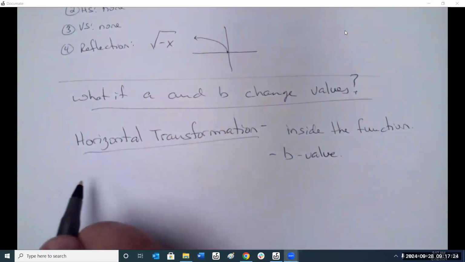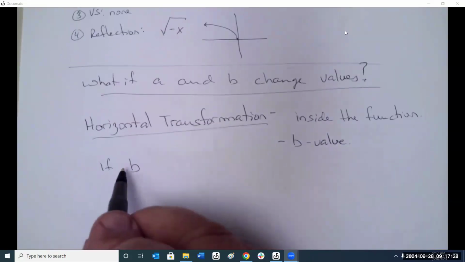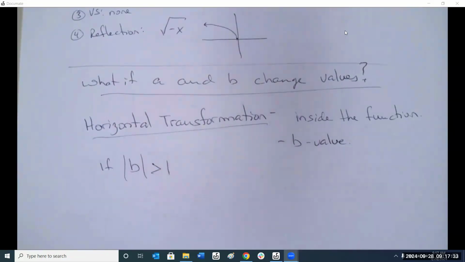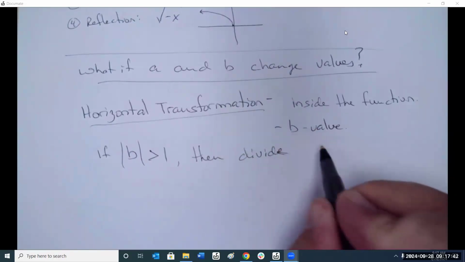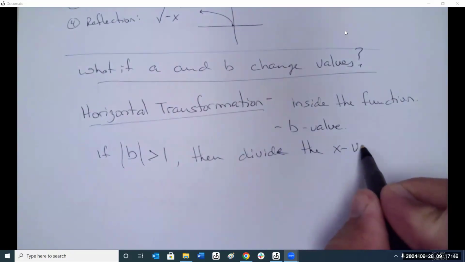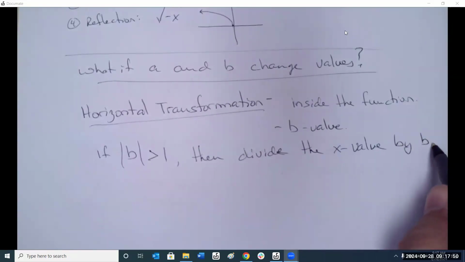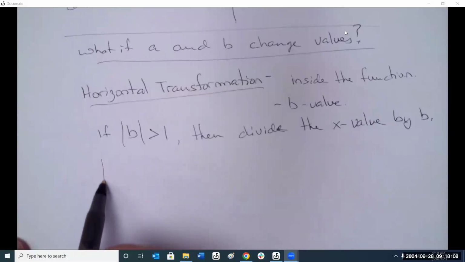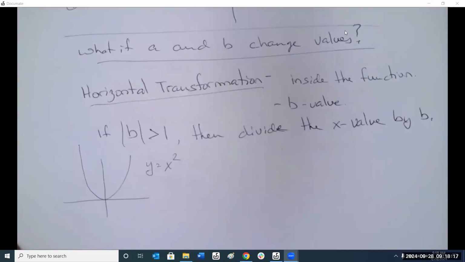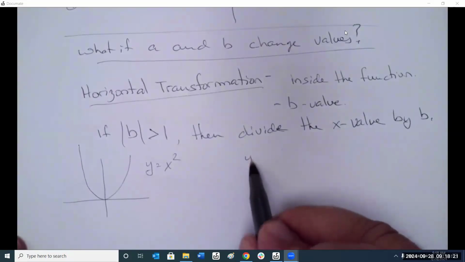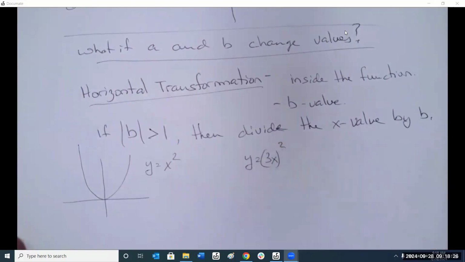So if the value of B, or I should say the absolute value of B, is greater than 1, then divide the x value by B. Because now these transformations, or the shifts, the shrinks and stretches, don't change locations. We're now changing where the points are. In other words, what's happening here is this. So this is absolute value of x squared. What if I had 3x squared?